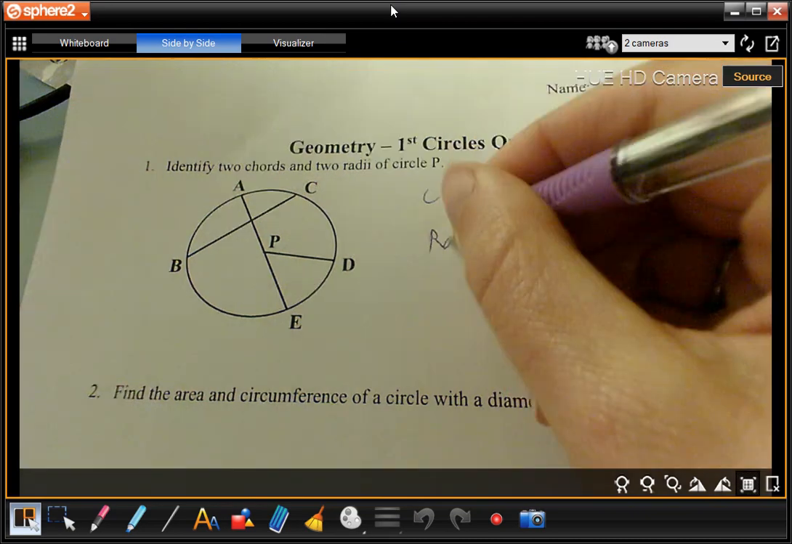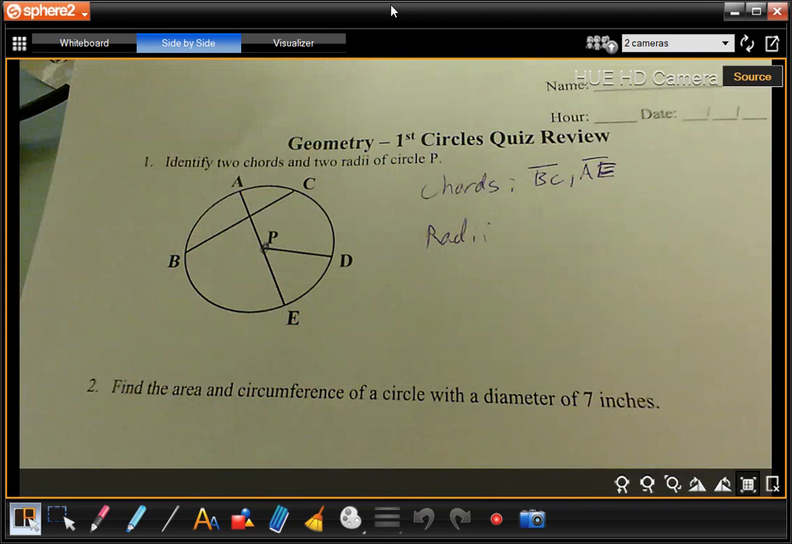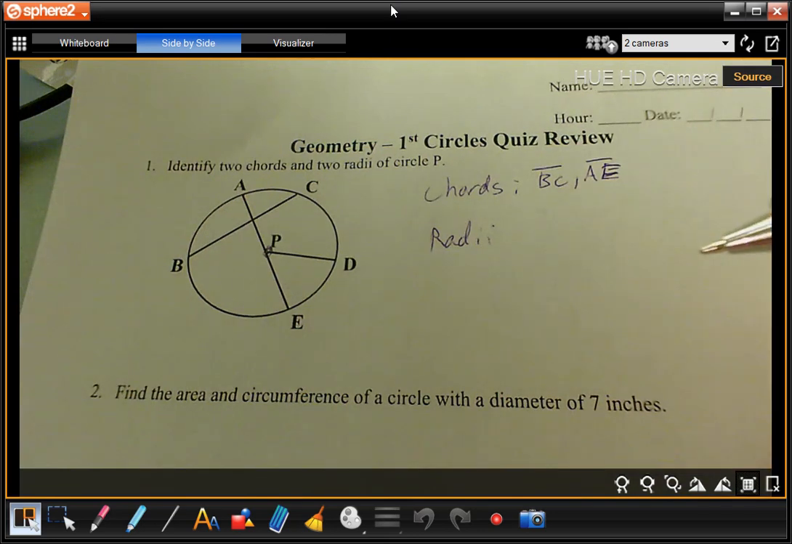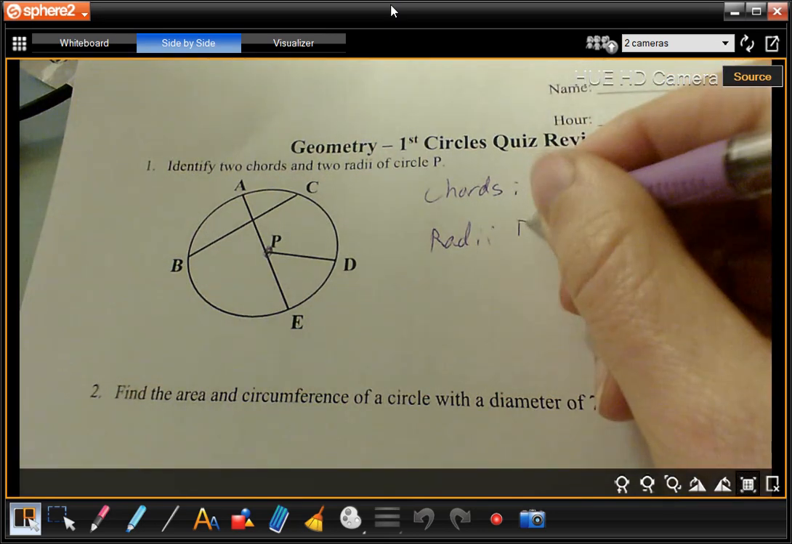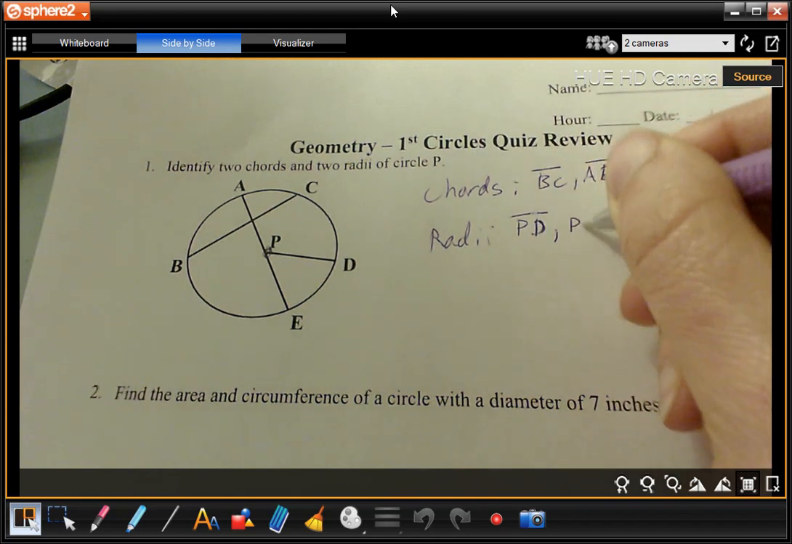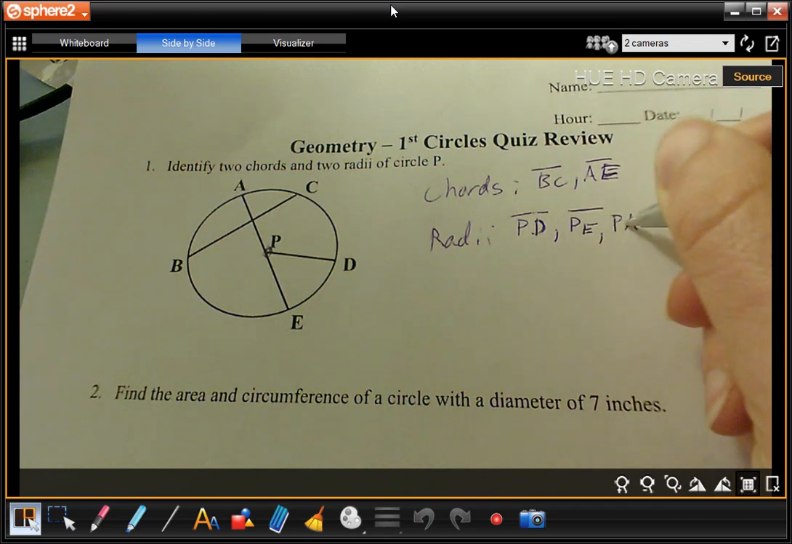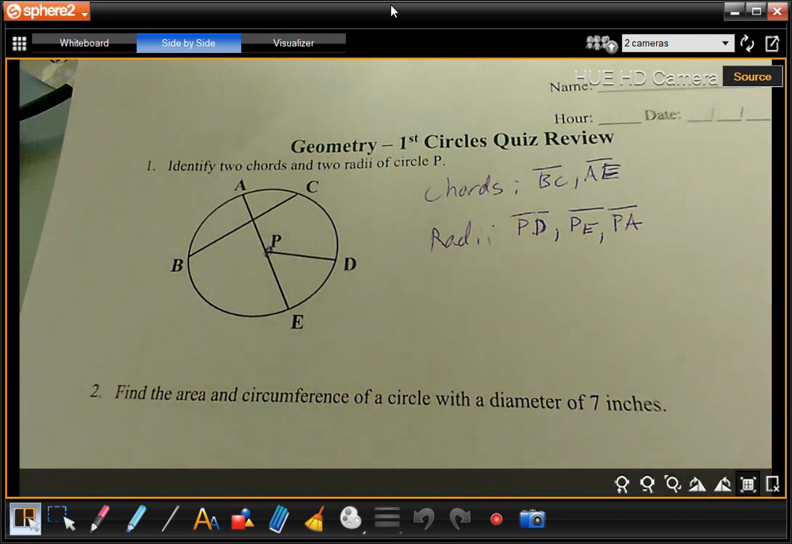Radii, which means more than one radius, have to come from the middle. And so we actually have 3 here. You only have to list 2, but I'm going to list all 3. We've got P to D, P to E, and P to A. And they could be listed the other way. You can say A to P, E to P, D to P.